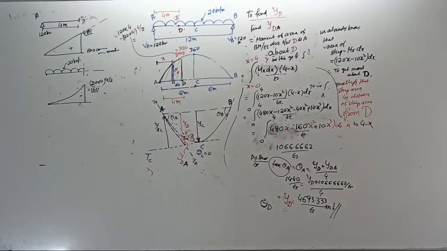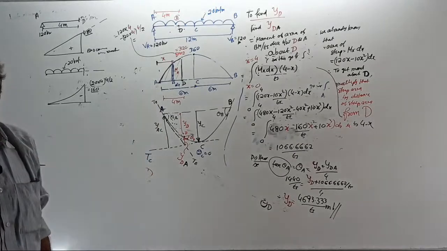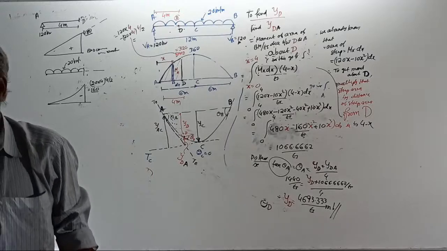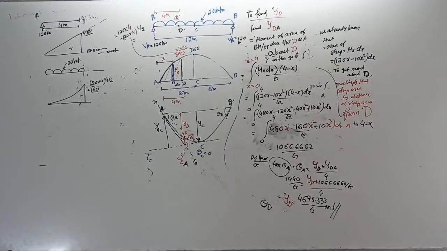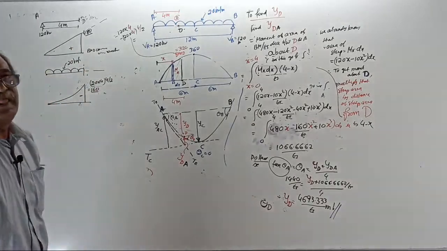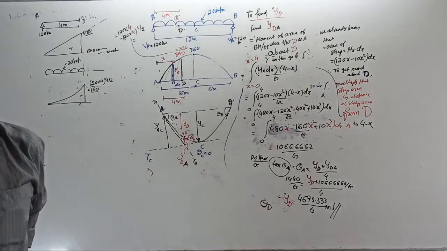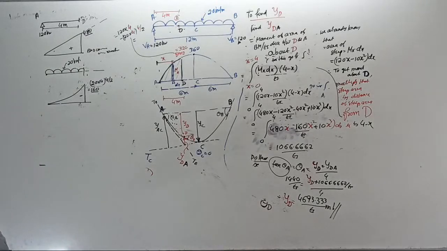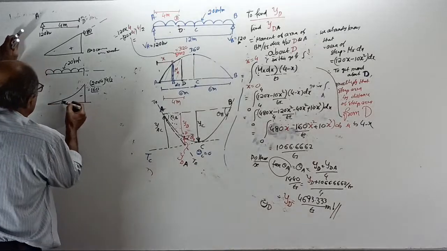Actually, if I draw the combined BMD, it is 320. That's how you always draw the BMD. It is tallying. See, 480 plus and 160 minus. What is the net answer? 480 sagging, 160 hogging. The net answer is 320, tallying. Now do one thing. This is a cantilever parabola.